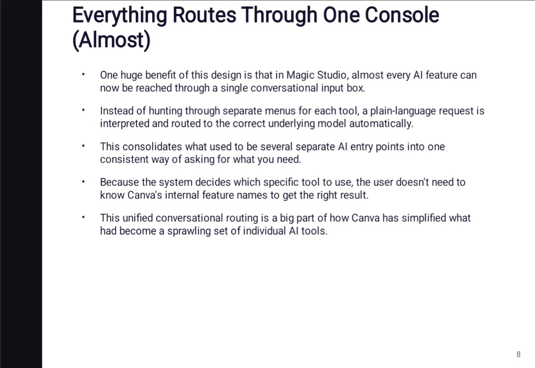underlying model automatically. This consolidates what used to be several separate AI entry points into one consistent way of asking for what you need. Because the system decides which specific tool to use, the user doesn't need to know Canva's internal feature names to get the right result. This unified conversational routing is a big part of how Canva has simplified what had become a sprawling set of individual AI tools.